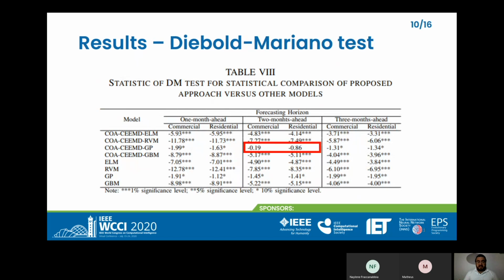In the Diebold-Mariano test results, the proposed models have statistically lower errors than most of the compared models, with the exception of the homogeneous COA CEEMD Gaussian process for 2 months ahead, as we highlight in table 8.